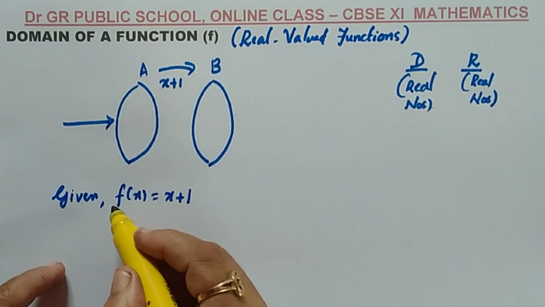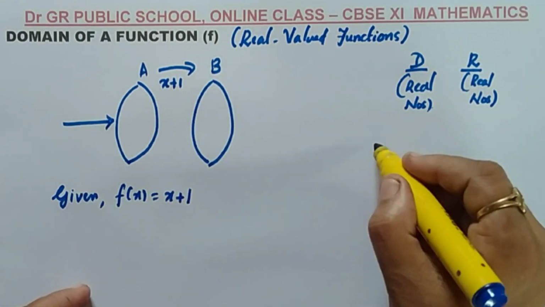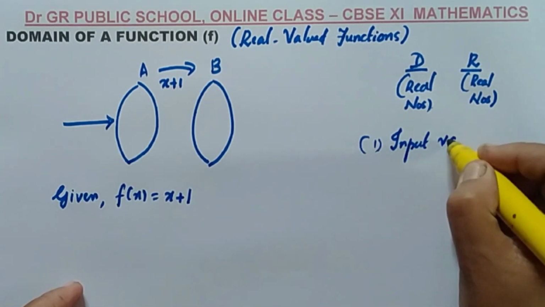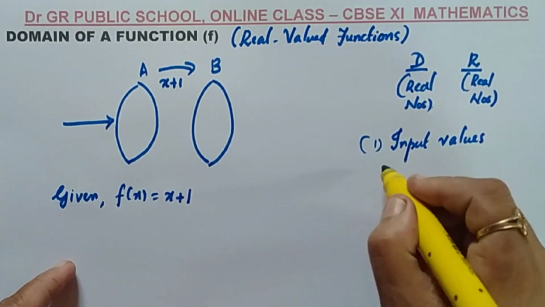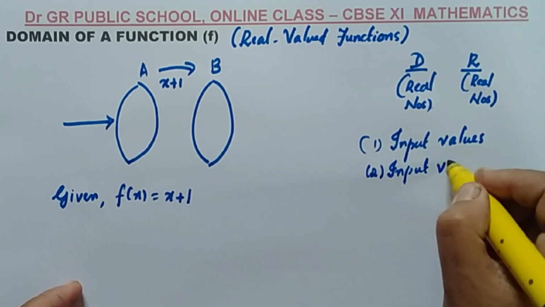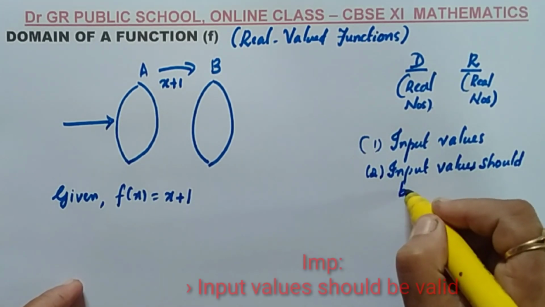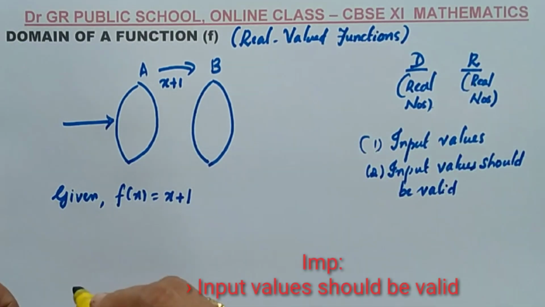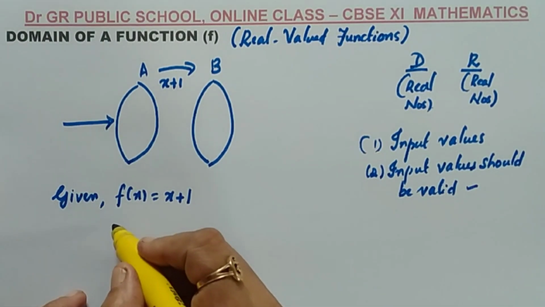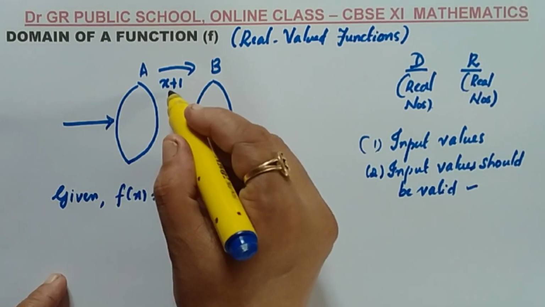So, which are the values which this function can take? And one more point, two conditions are there. One, domain means the input values of the function, and the second condition is that the input values should be valid for the function. The second condition we can check later in the coming examples. So here, given function f(x) equal to x plus 1, which are the values which this function can admit?